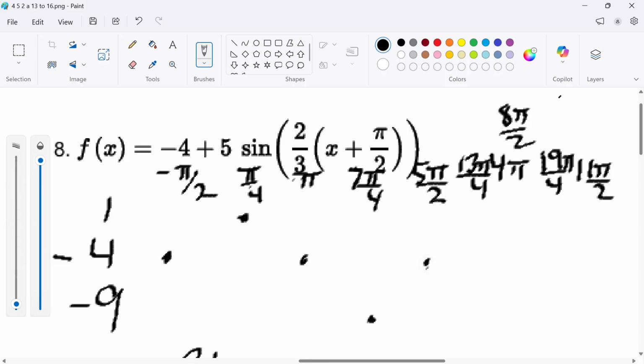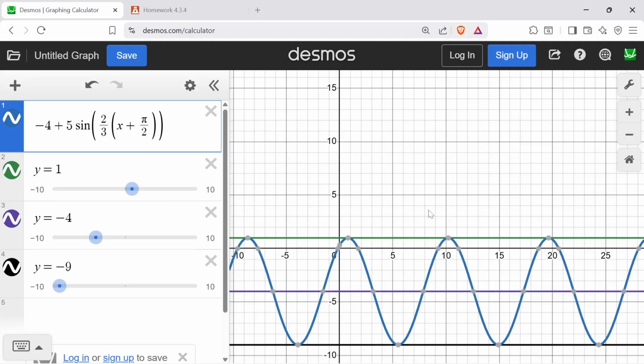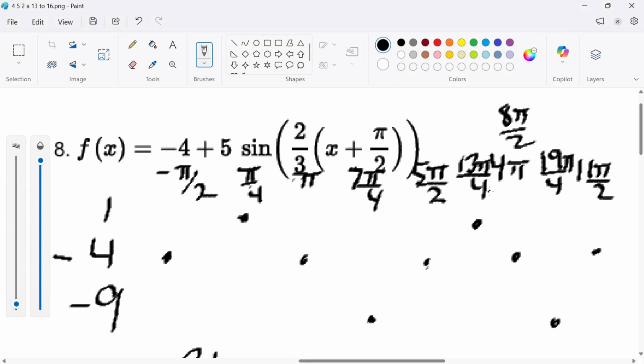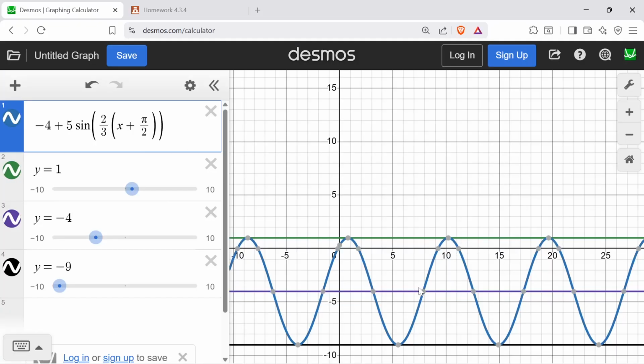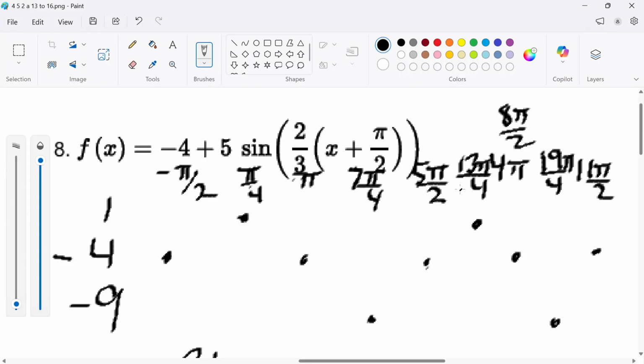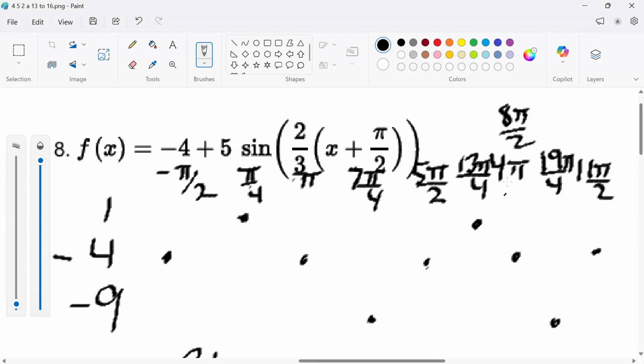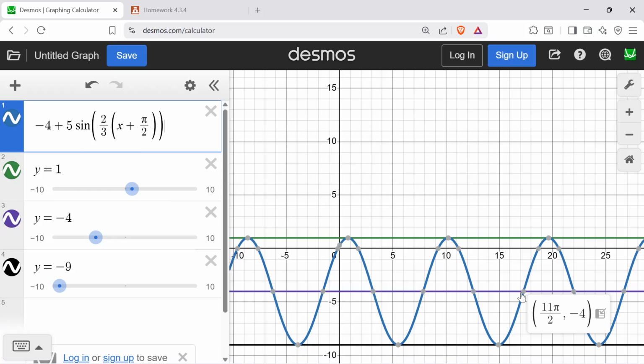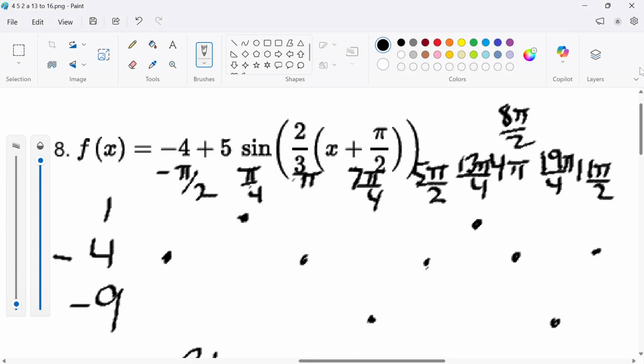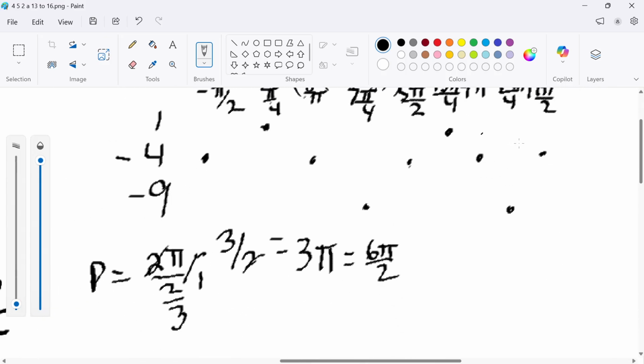And that's going to go medium, high, medium, low, medium. Okay, and let me double check it. At 5 pi over 2, it's at the medium. And then it goes high at 13 pi over 4. And then it goes medium again at 4 pi, low at 19 pi over 4, and then medium again at 11 pi over 2. So that's it. Whenever you want to find halfway between, add the two values, divide by 2. So that's it. That's what the graph would look like.